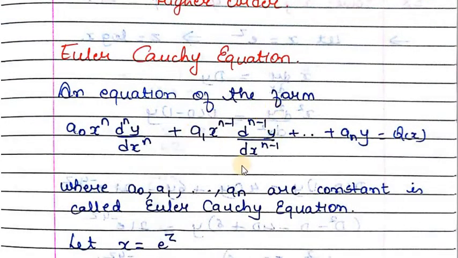An equation of the form a0 x raised to n, nth derivative of y with respect to x, plus a1 x raised to n minus 1, n minus 1 derivative of y with respect to x, plus ... plus an y equals Q of x, where a0, a1 up to an are constants, is called Euler Cauchy equation.